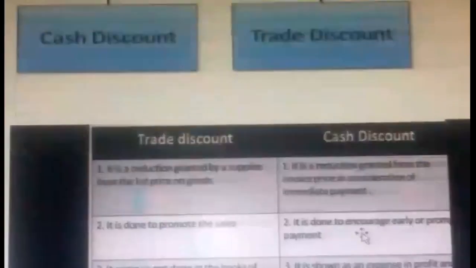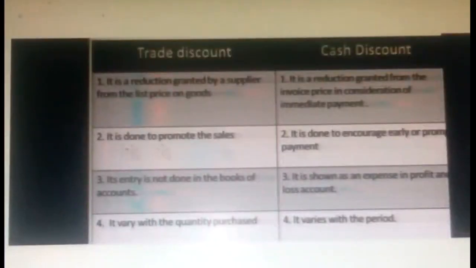Why is it called a cash discount? See, it is a cash discount because you are making immediate payment, correct? It is a reduction granted from the invoice price in consideration of immediate payment. But what is the meaning of a trade discount? The supplier gets a trade discount based on the price list for larger quantities. For lump sum purchases, the supplier gets a trade discount from their own supplier, not the customer, correct?